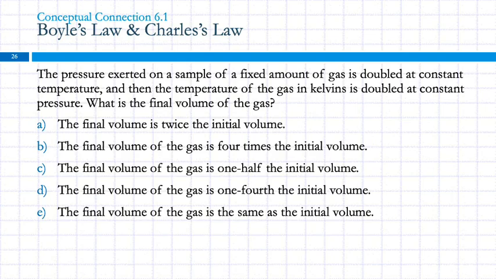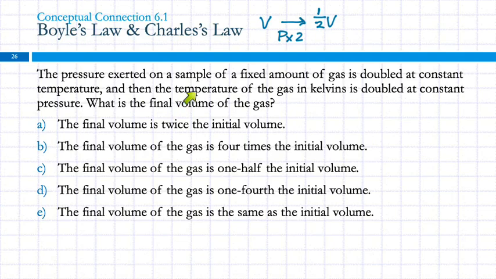So let's look at the two things that are happening here, one after the other. We've got a fixed amount of gas, so the n, the moles of gas, is the same. The pressure is doubled. If I double the pressure, what does that do to the volume? Causes it to be cut in half, right? So this is asking about the volume. The initial volume, when I double the pressure times 2, now I've got half the volume. Because when the pressure goes up, the volume goes down.